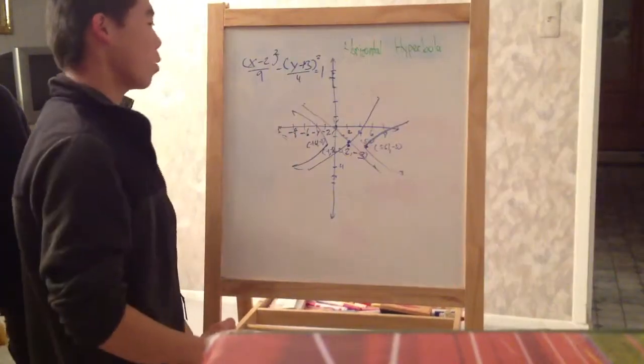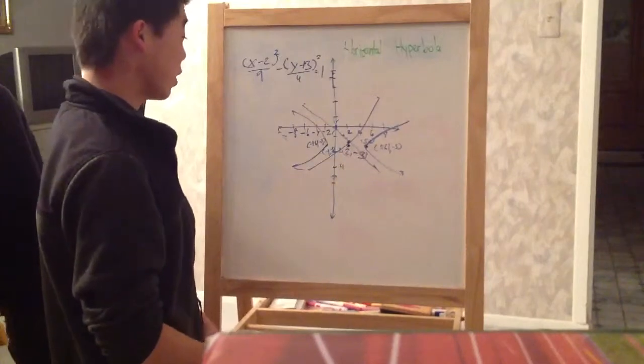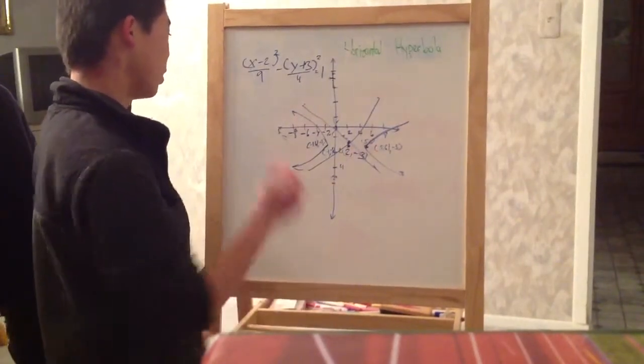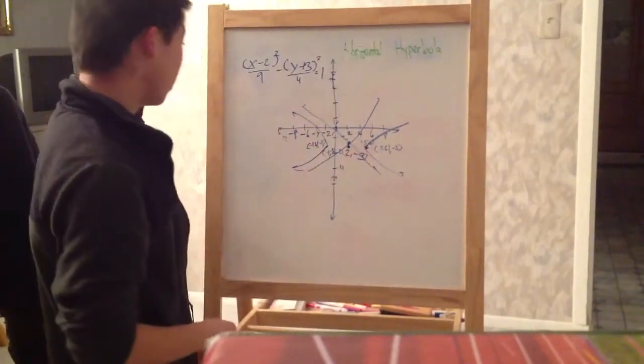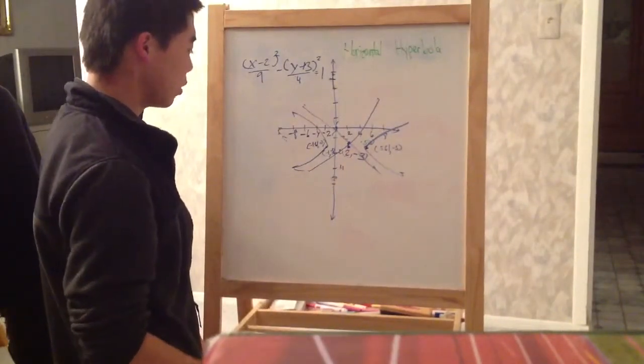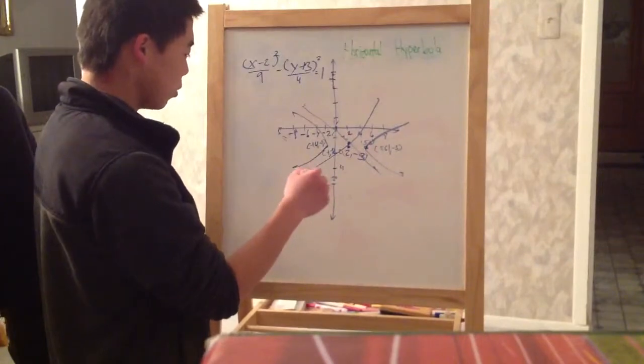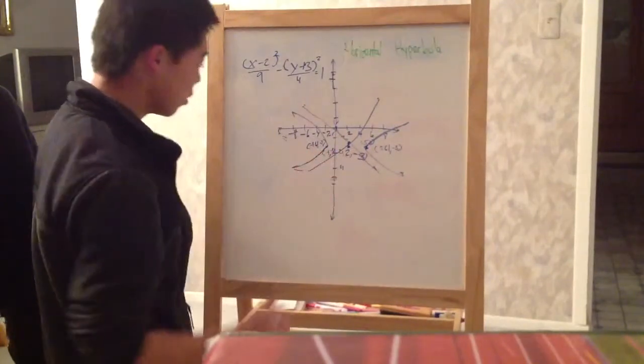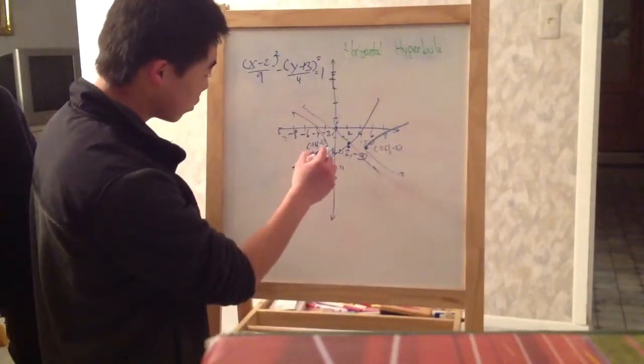Okay, so this is a horizontal hyperbola because the x value is positive. The center will be (2, -3). To find the vertex, you find the square root of 9, which is plus or minus 3. Add that to the x-value of the center, and your points will be (-1, -3) and (5, -3).